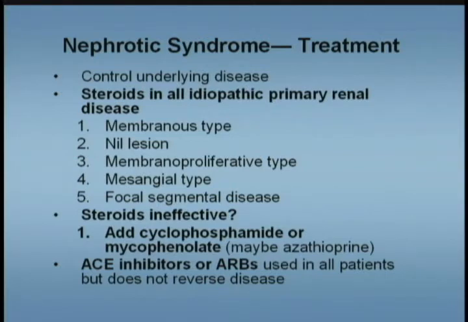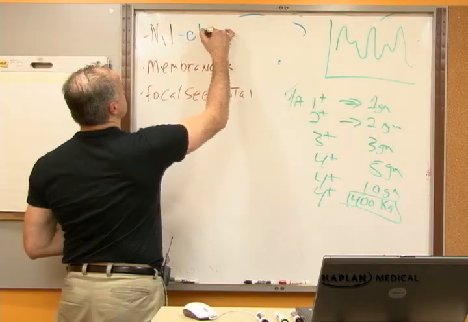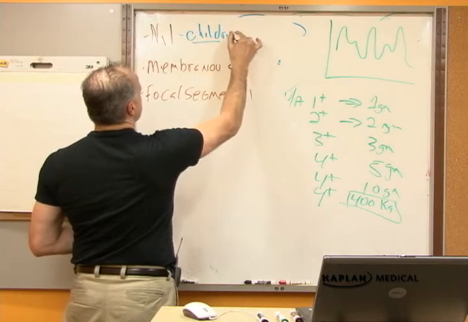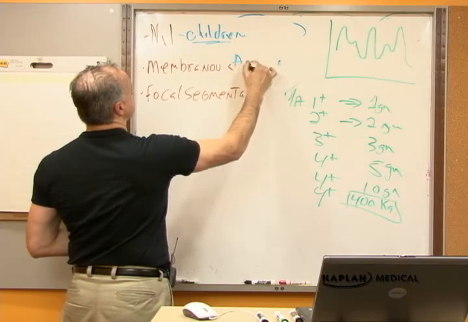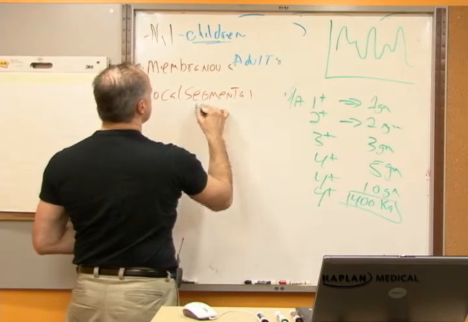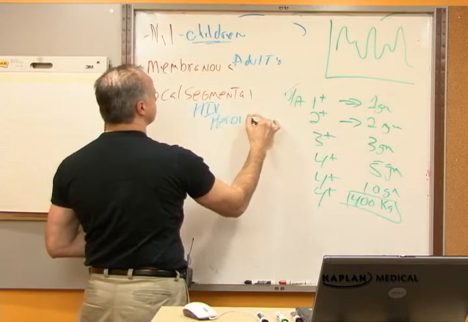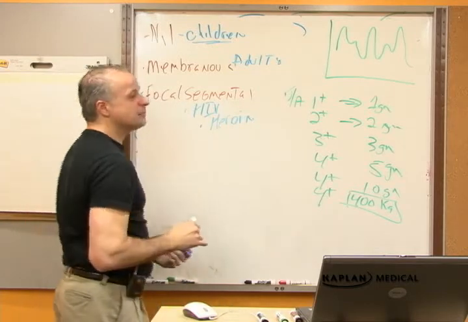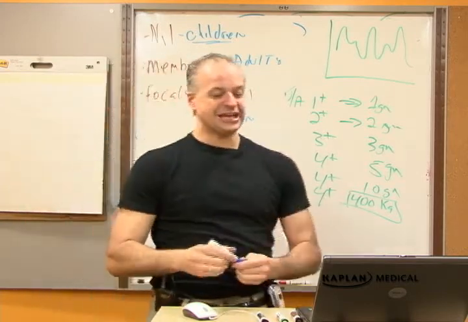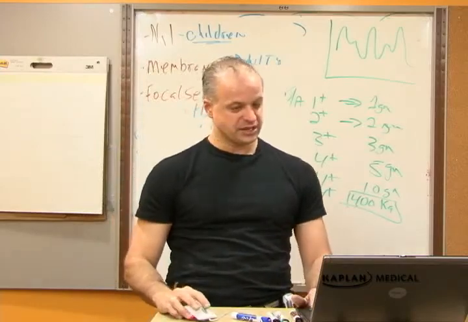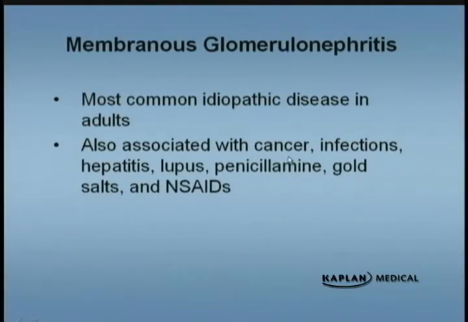Now, although we can't make a specific diagnosis without a biopsy, we do know that there are certain associations. We know that nil lesion is most common in children. We know that membranous is most common in adults. We know that focal segmental is associated with HIV and with the use of intravenous drugs such as heroin. But that doesn't prove them, they're just an association. Membranous is the most in adults. Now, in addition to that, cancers like lymphoma and breast cancer can do it.